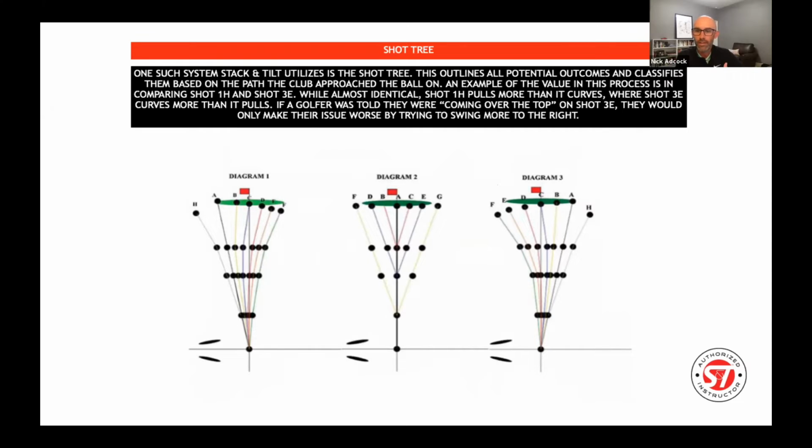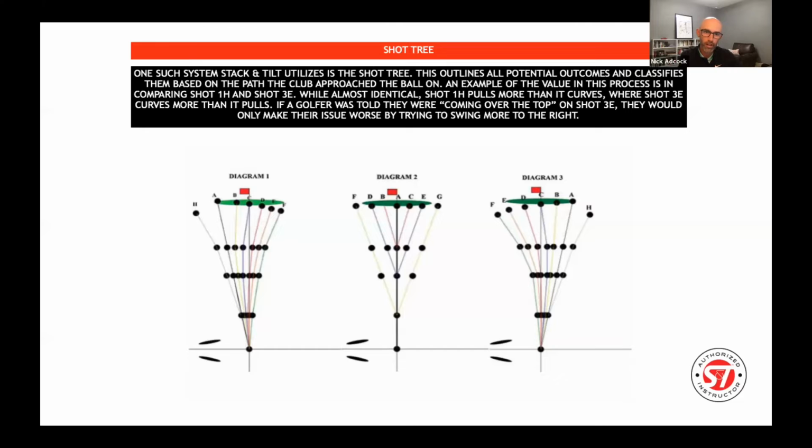Another example would be the shot tree. I would say it would be irresponsible for any golf instructor to make a recommendation to a student about a change or an adjustment without knowing what the ball is doing, first of all. The goal of the game is to get the ball in the hole, not to look pretty at P4. So the shot tree system here designates the different ball flights.